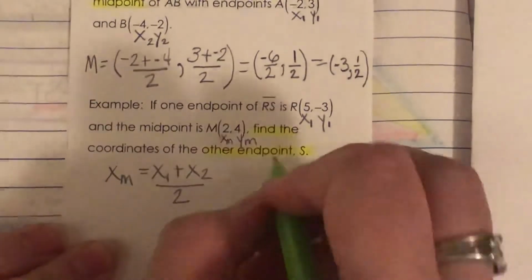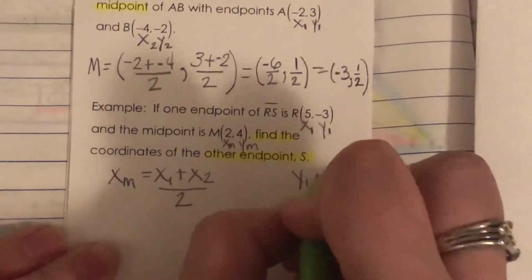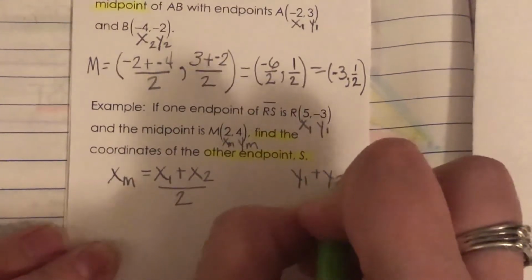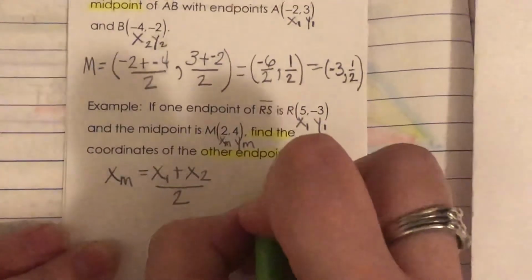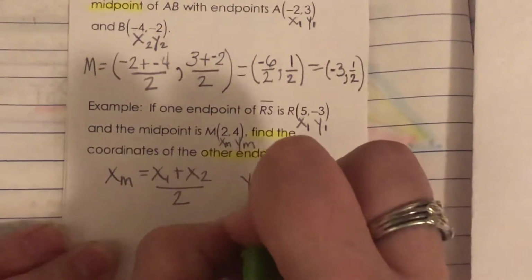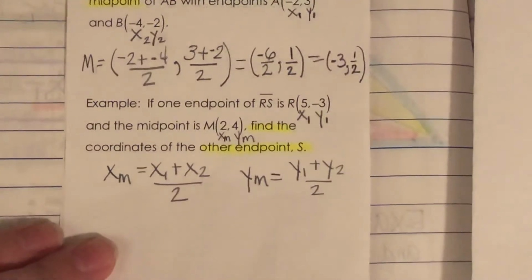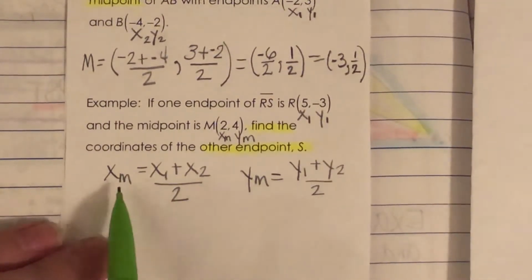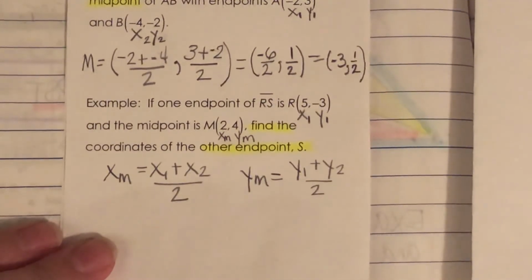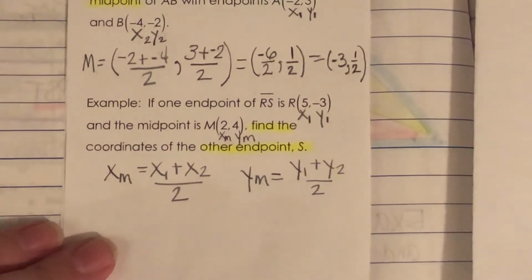Then I'm going to take the Y value, the Y part of my midpoint formula, which is this, right? And I'm going to set it equal to Y of M. Okay, I hope that makes sense to you. So instead of having a capital M for these two, I've split them into an X of M and a Y of M, and then I've taken my midpoint formula and I've split it into the two separate ones that we did in the commas above.